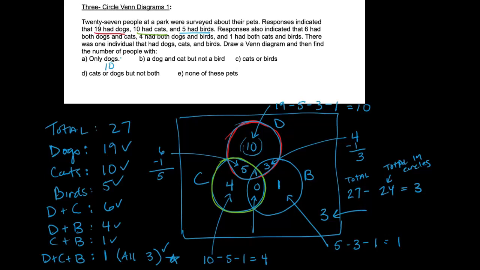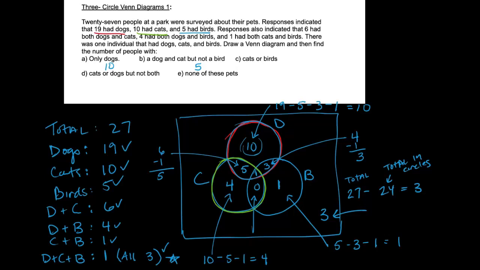And then how many had a dog and cat? So it's got to be in both circles, but not a bird. And so where do dogs and cat people intersect? Well, right here, but I don't want to take that 1, because see how that 1 is inside that blue bird circle? So 5 is going to be the number I need for cats and dogs, but not birds.